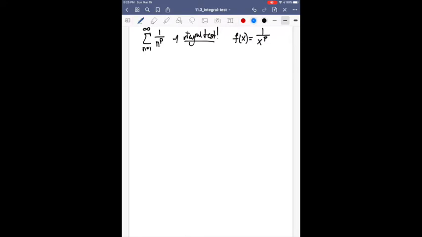And again, for the integral test, we want to concern ourselves with three things. We want that function f of x to be positive. We want it to be continuous. And we also want it to be decreasing. And what we see is, well, as long as p is greater than 1, or for that matter, as long as p is greater than 0, this function can be decreasing. You can check it by taking its derivative.